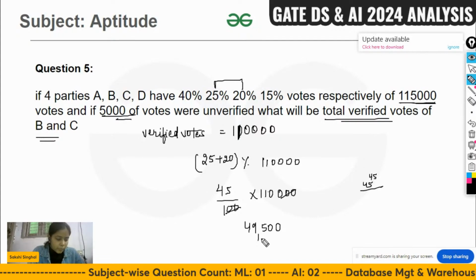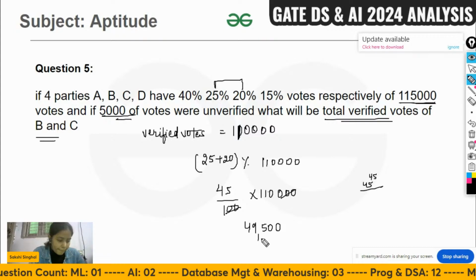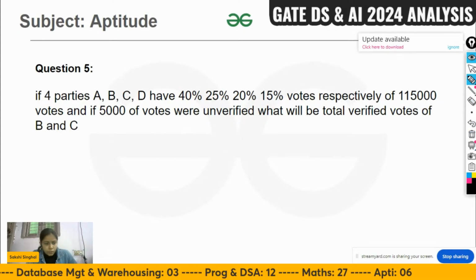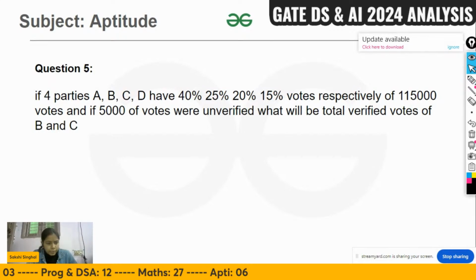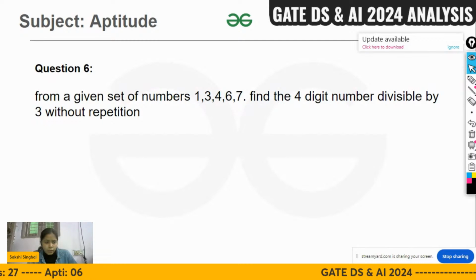Right. So is there any problem in this question? I hope everybody gets it. Right. So I think these are the questions we got from aptitude. Students told us that the questions were lengthy. Achha, this we have already solved. Yeah, these are all the questions.